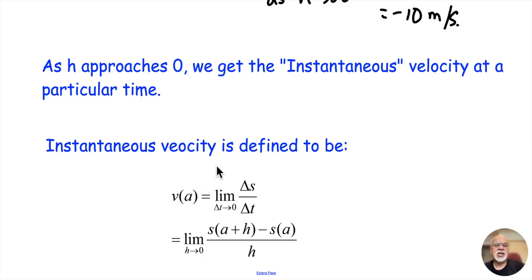So instantaneous velocity, whoops, I see a spelling mistake there. Velocity is defined to be a limit as that difference in time approaches 0 of delta s over delta t. And you saw that shown in the previous example. And then we saw that that became minus 10 in that previous example.